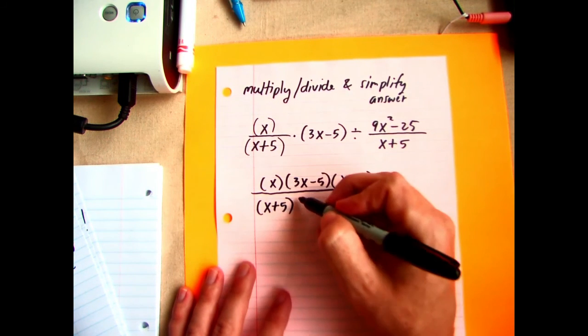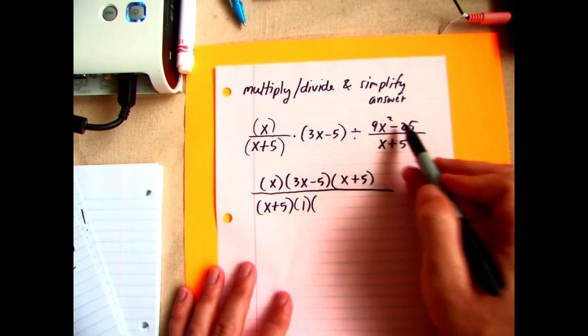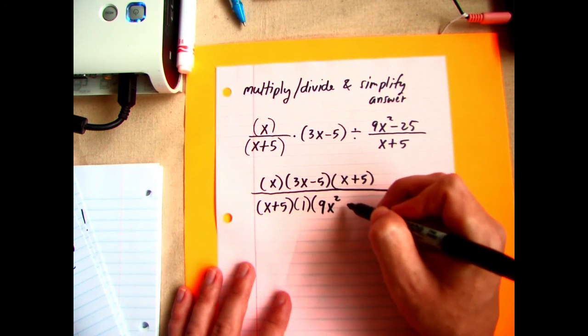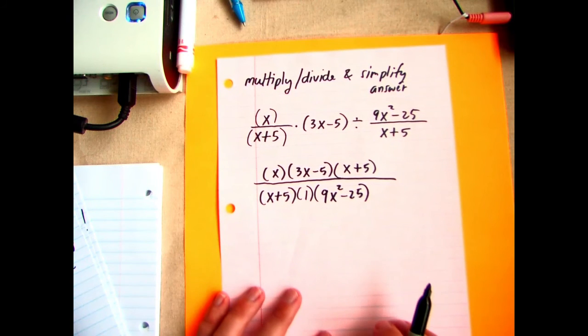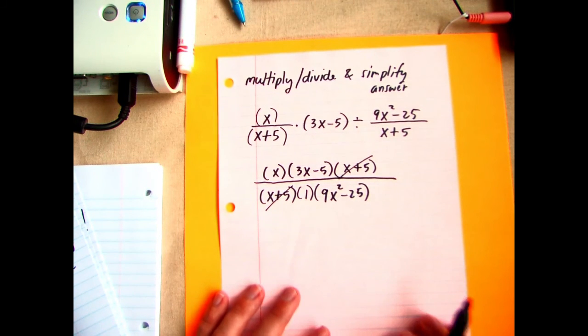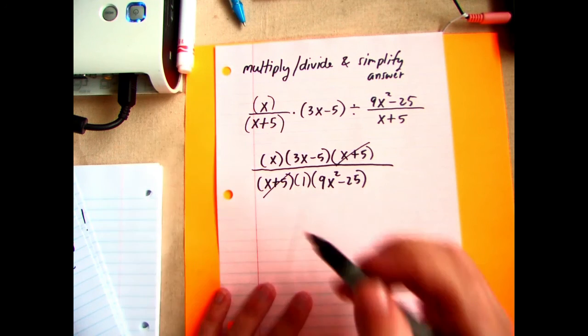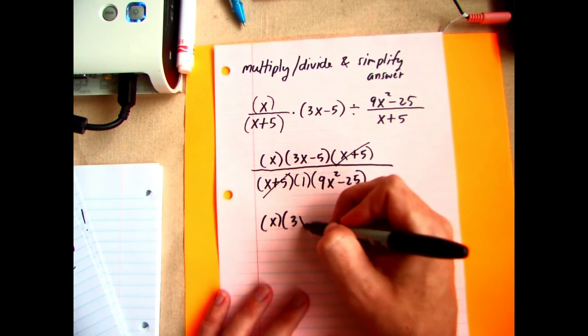My entire denominator is going to be x plus 5 times 1. And I'm not going to factor yet, I'm going to do it here in a sec, but that 9x squared minus 25 does go to the denominator. When we divide fractions, we must multiply by the reciprocal. So far I see x plus 5 can cancel. That was a matching bubble.